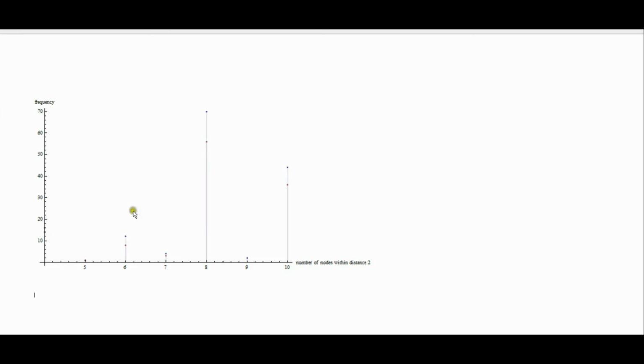We list the different possible sizes of two balls, and we list how many vertices we found for which the two balls around them had these sizes. And we see that there are certain peaks and troughs in each of these distributions, and more tellingly, it seems like they're the same in each case.